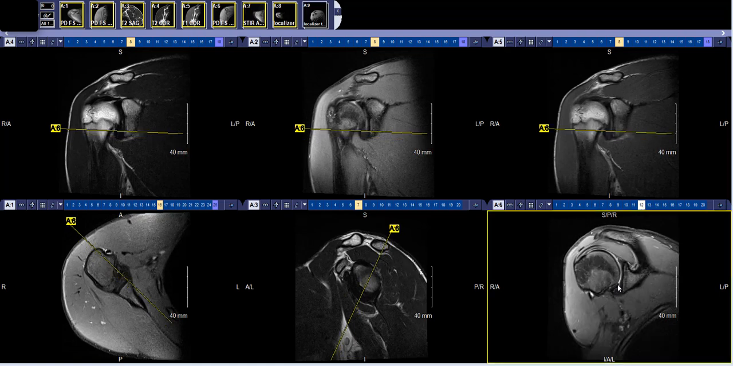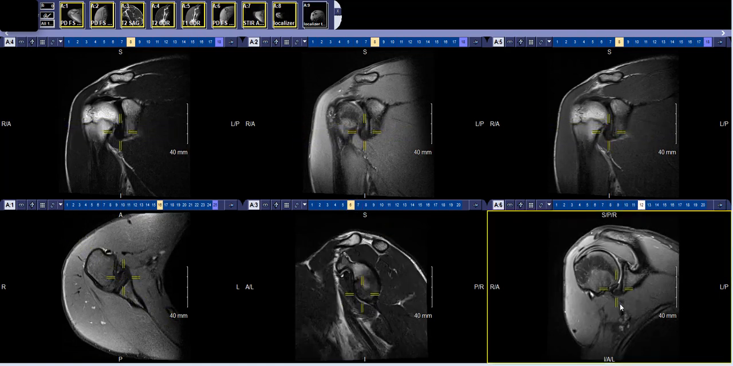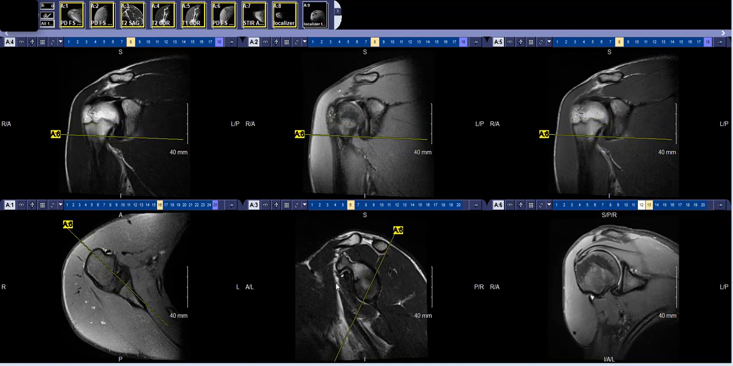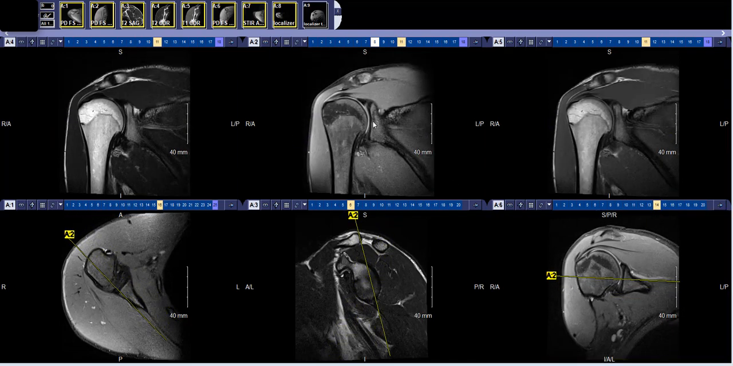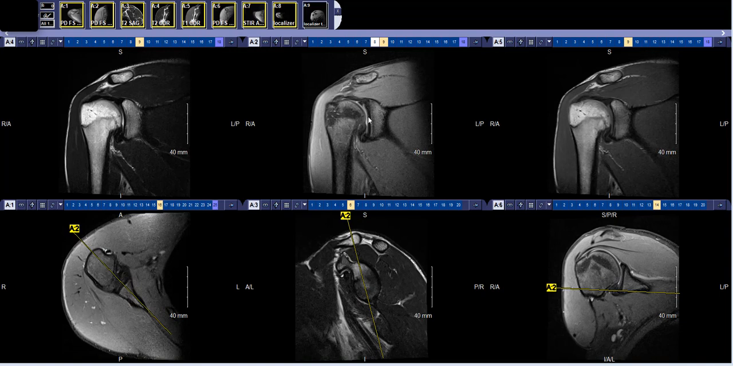A little bit of infolding of the joint capsule here is normal. The labrum is nice and dark. I don't see an anterior-inferior labral tear on this patient. And then after I can exclude a tear there, I will promptly then go look through the superior labrum. And I start with the coronals.